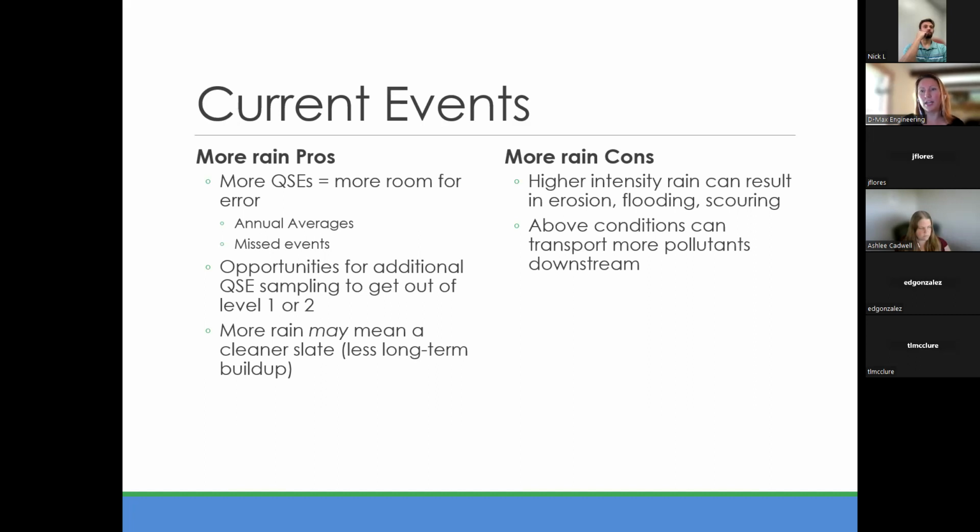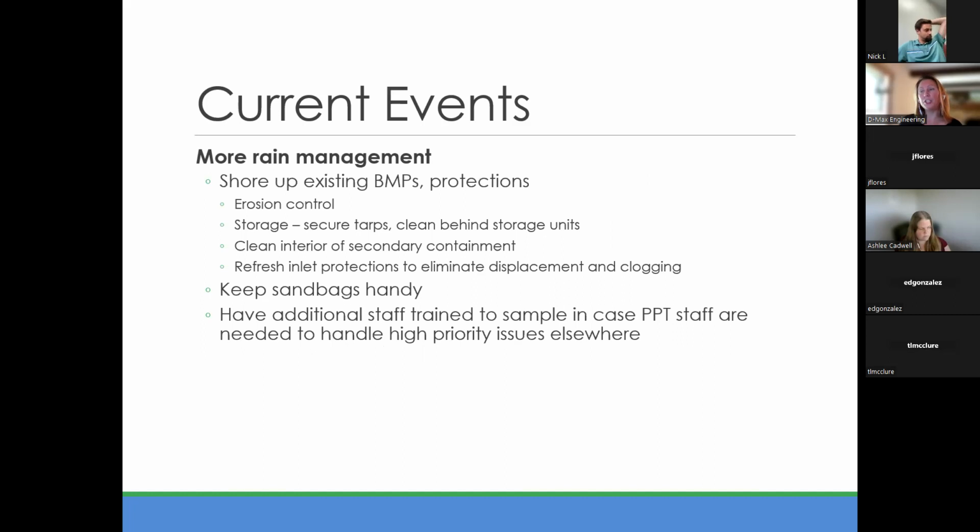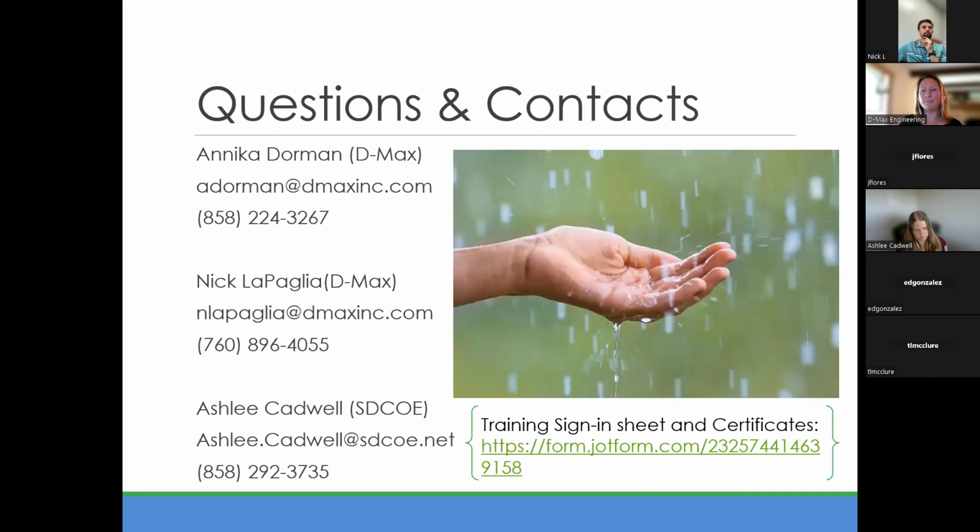But if it's very high intensity, you may also have poorer samples if you're getting a lot of erosion, because those high intensity storms can cause flooding, getting water from other places where you weren't before. So make sure you're shoring up your existing BMPs and any protections that you have in place. Keep sandbags handy and have additional staff trained to sample just in case your staff need to respond to something more high priority like flooding of a classroom or something like that.